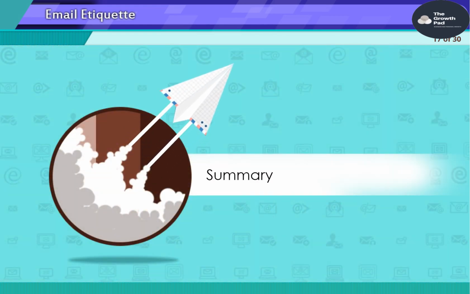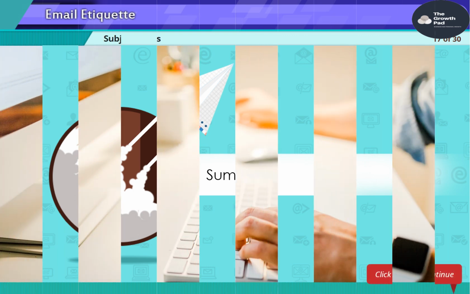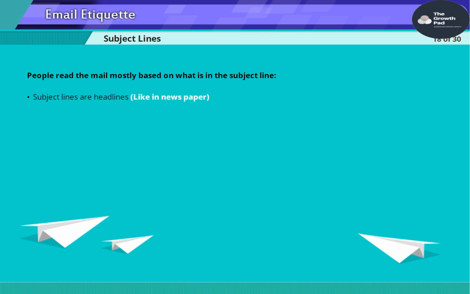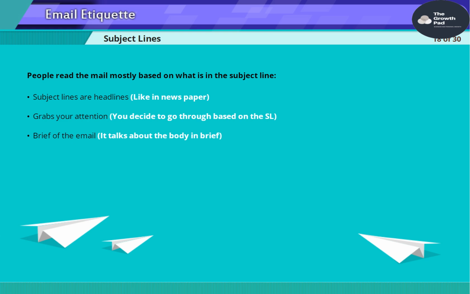Let's summarize the important sections, the parts of an email. Remember, the subject line decides whether the recipient will read your email or not. People read the mail mostly based on what is in the subject line. Subject lines are headlines, like in a newspaper. It grabs your attention, and you decide to go through based on the subject line. It is a brief of the email, it talks about the body in brief. Effective subject lines serve the purpose.